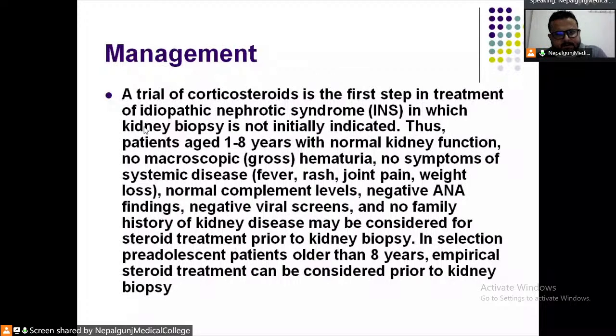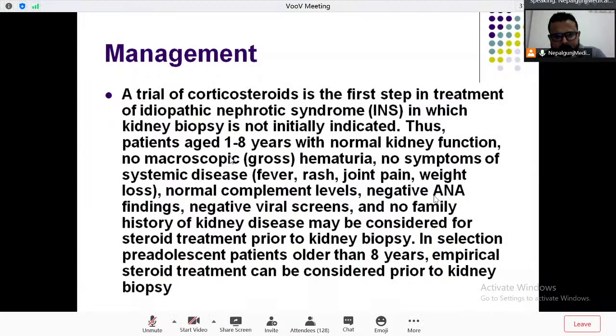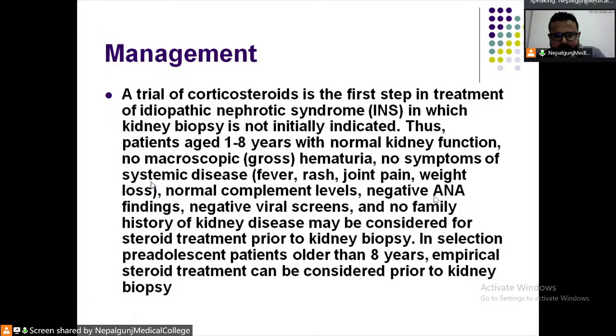So how do you manage a case of nephrotic syndrome? Trial of corticosteroid is the first step in the treatment of idiopathic or primary nephrotic syndrome, in which kidney biopsy is not initially indicated. Thus, the patient is age 1 to 8 years with normal kidney function, without hematuria, no symptoms of systemic disease, like fever, rash, joint pain, weight loss, and normal complement level, negative ANA, negative viral serology, and no family history of kidney disease. If so, you may consider steroid treatment prior to kidney biopsy.